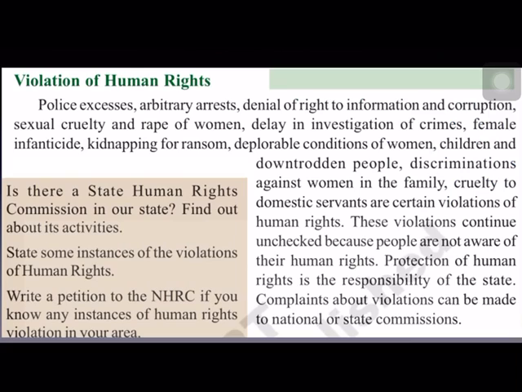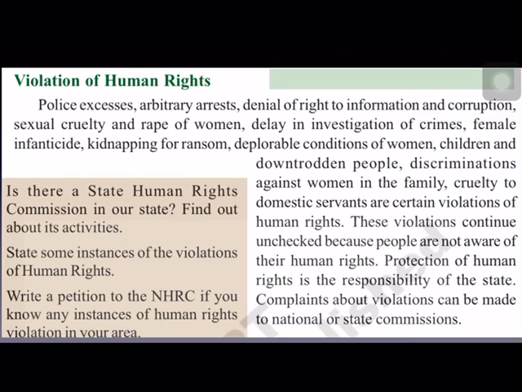Police excesses, arbitrary arrest. Arbitrary arrest means arrest without any arrest warrant, without giving any reason for the arrest. If a person is arrested like this, that is called arbitrary arrest. If the right to information is denied to any person, that is also a violation. Right to information is a fundamental right. We have the right to get any information from any government department if we want. If this right is denied, that is also a violation of human rights.